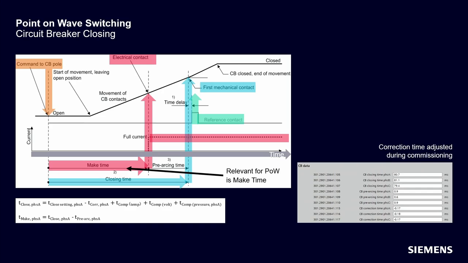The first parameter you must enter is the CB closing time for each phase. These are the parameter numbers 105, 106, 107 on the right bottom side.